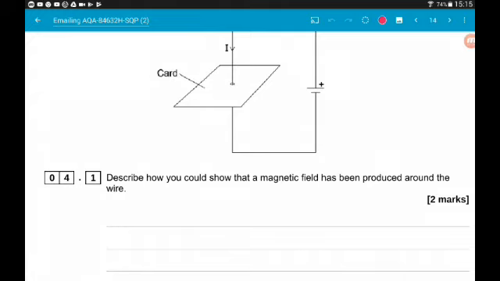So given that the wire is passing through a piece of card, the first way that I thought of was to put iron filings on the card, move the card around a bit, and the iron filings will arrange themselves in a pattern of the magnetic field. The other way that the mark scheme suggests is to move a compass around the wire, and what will happen is, because compasses work because of magnetism, if there is a magnetic field, the needle will change direction as we move it around the wire.